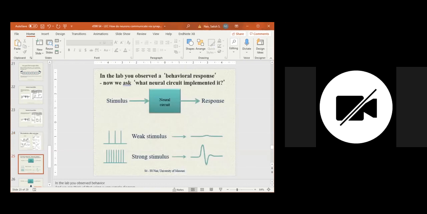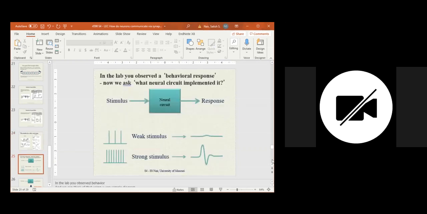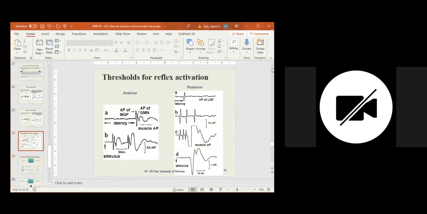So if you do the biological experiment, you'll observe this. Weak stimulus, there is no action, and there is no recording, no action potential. Strong stimulus will give you this, basically it's showing these plots here. Okay. So in the lab, you observed a behavioral response. So with the poke, something happened.